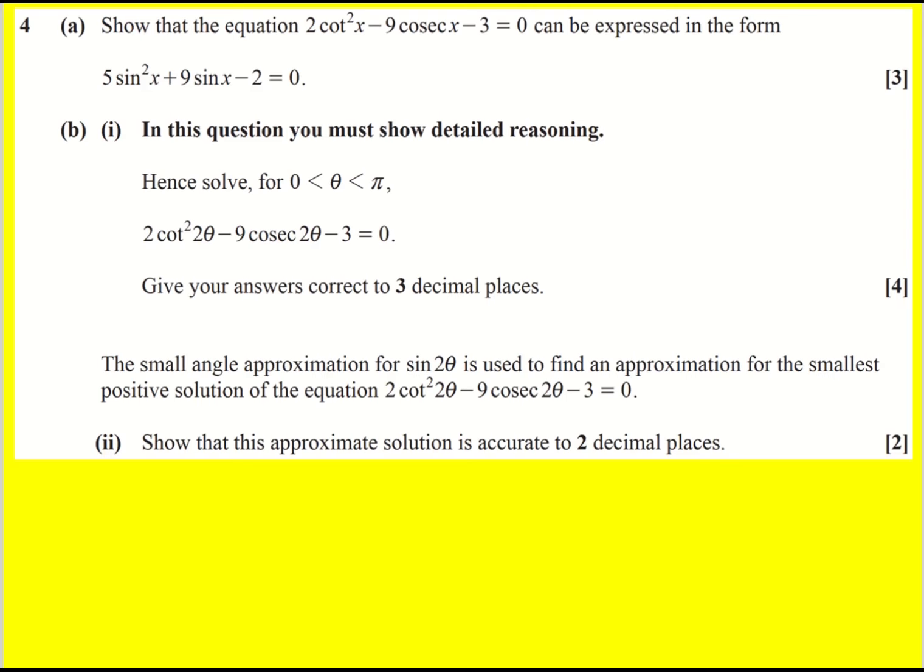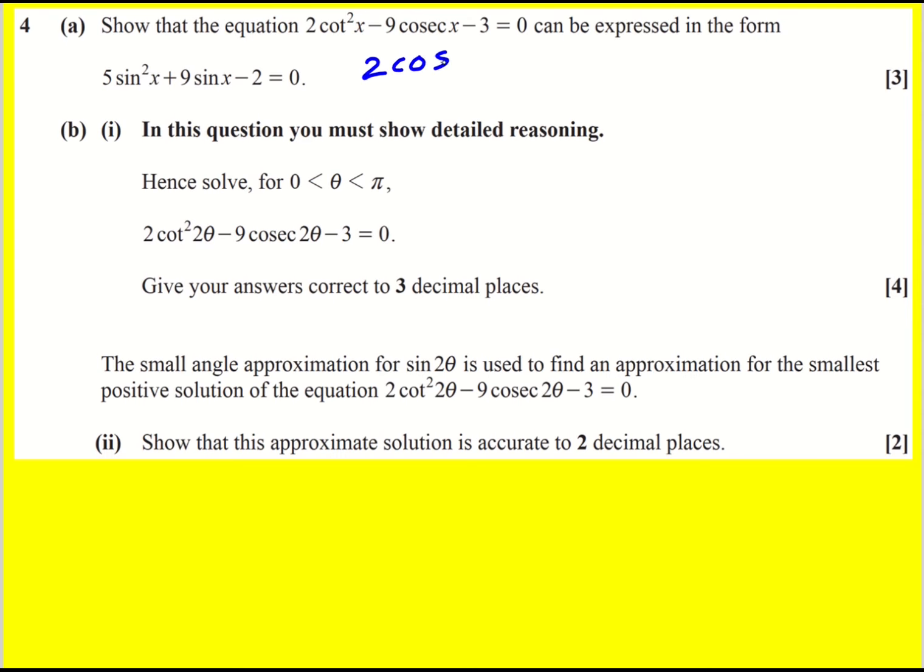Show that the equation 2 cot squared x minus 9 cosec x minus 3 equals 0 can be expressed in terms of just sine. Okay, let's think about this. We want to get everything in terms of sine. Well, the first thing I'm going to do is write cot squared as cos squared over sine squared.